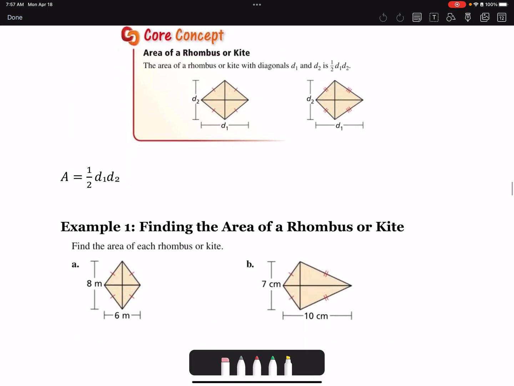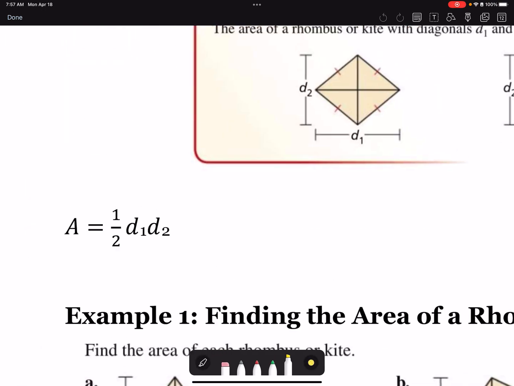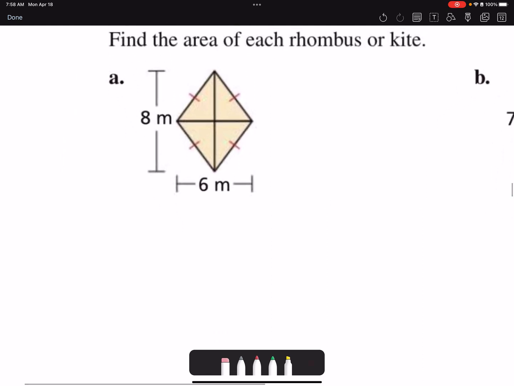When doing this area, all I am doing is taking diagonal 1 times diagonal 2 and multiplying that by 1/2. If you notice, I have created different triangles with my diagonals. So what I'm doing essentially is the base times the height of two triangles and then multiplying that by 1/2, just like I would a triangle. So, like I said, area equals 1/2 diagonal 1 times diagonal 2. So I'm going to go ahead and do that on two examples here.